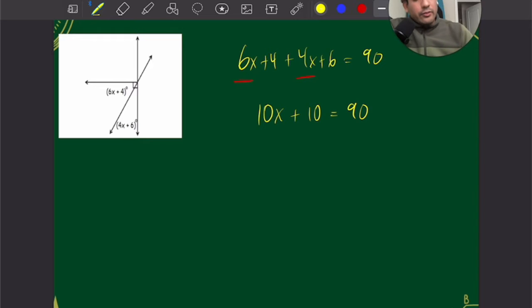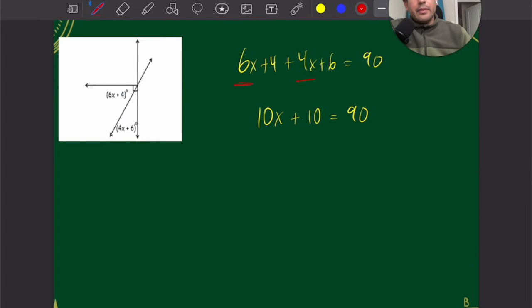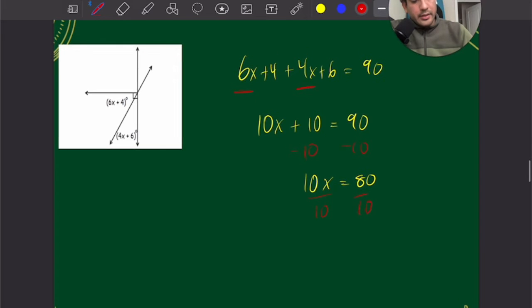I need to solve for x, so I'm going to go ahead and isolate the 10x. Now, it's being added by 10, so I need to subtract 10 from both sides. Going to get 10x is equal to 80. And now to solve for x, I'm going to go ahead and divide both sides by 10. And I get 8. X is equal to 8.